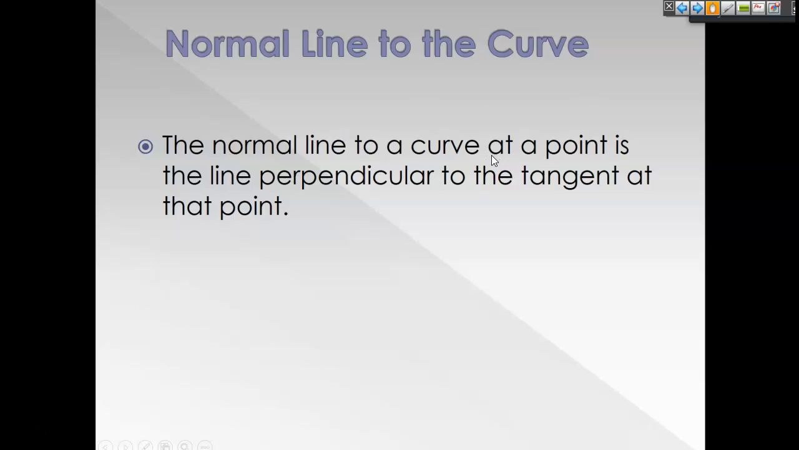A normal line is going to be your favorite thing because it is literally the opposite reciprocal of the tangent slope. So in the past example, if the slope of the tangent was equal to negative 1 over a squared, the slope of the normal would be positive 1 over a squared, because it's the opposite reciprocal.